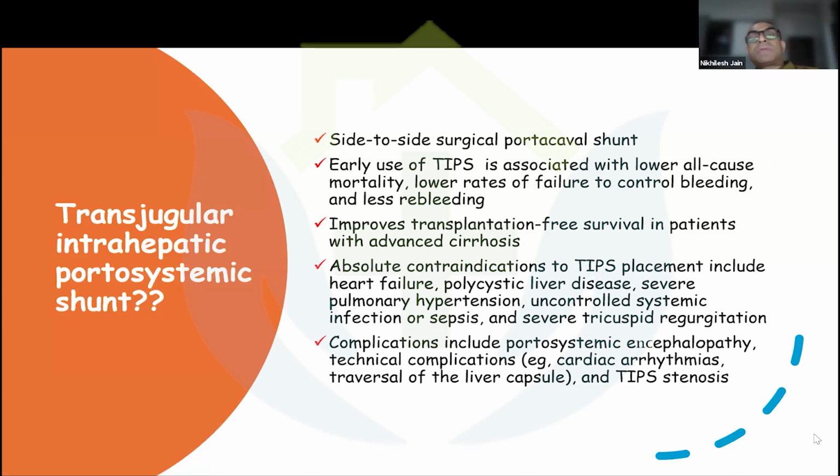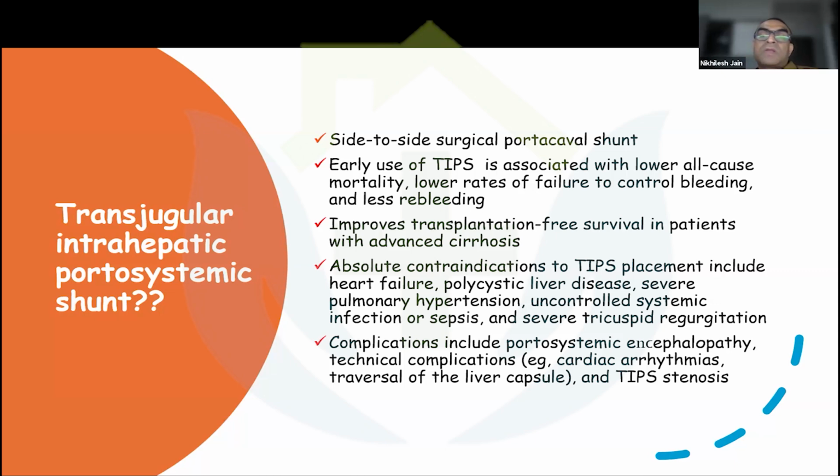What is TIPS? TIPS is basically a side-to-side portocaval shunt. Early use of TIPS is associated with lower all-cause mortality, lower rates of failure to control bleeding, and less rebleeding. It improves transplantation-free survival in patients who have advanced cirrhosis. Then there are contraindications to TIPS, such as heart failure, polycystic liver disease, severe pulmonary hypertension, uncontrolled systemic infection or sepsis, and severe tricuspid regurgitation.